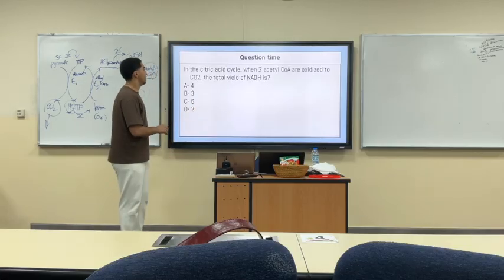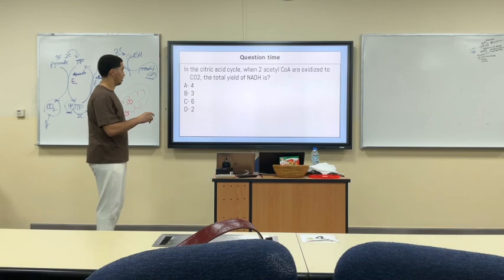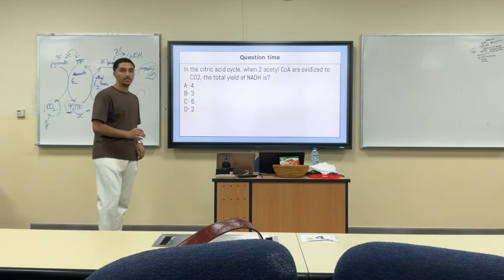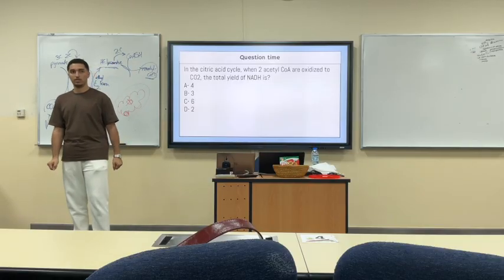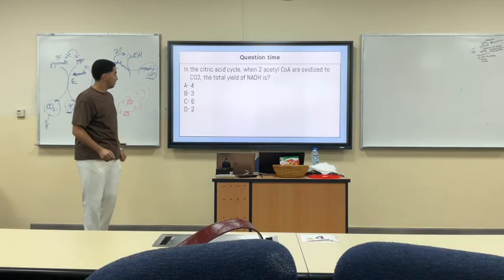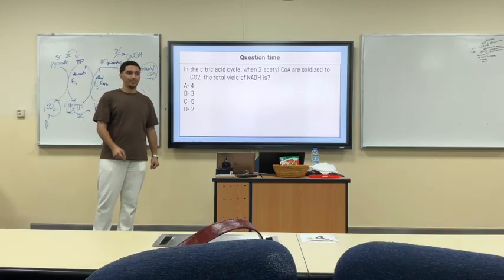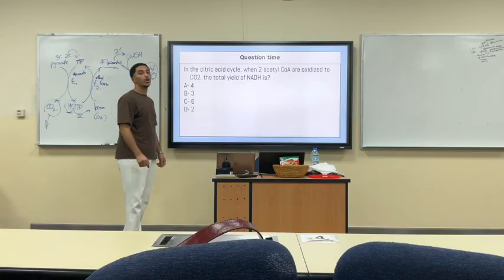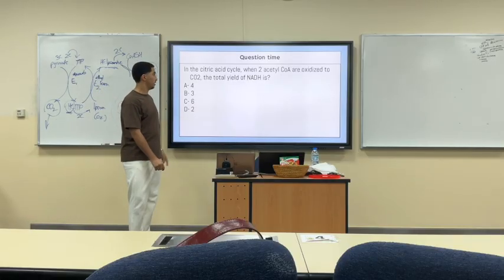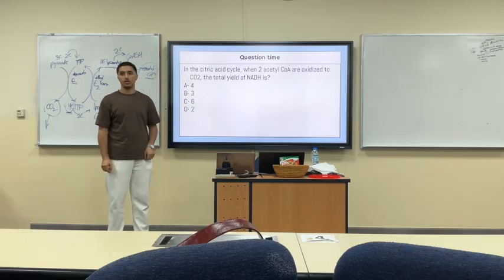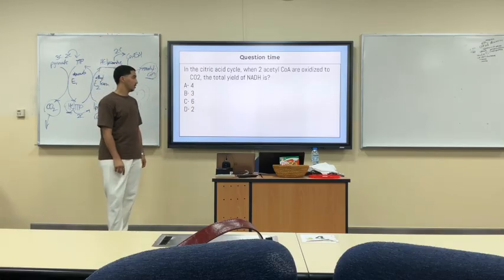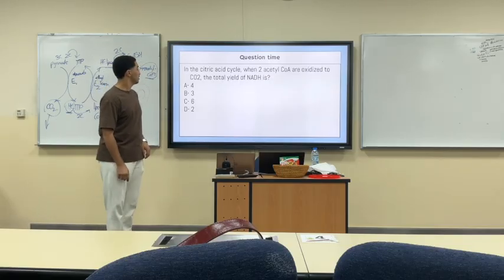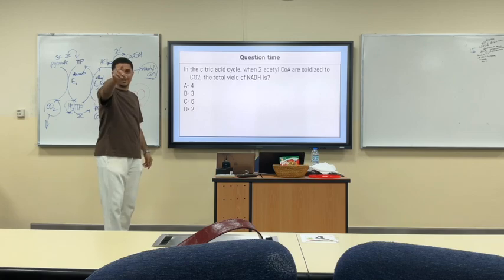So, in the citric acid cycle, when two acetyl-CoA are oxidized to CO2, the total yield of NADH is... C, right. So, what will be the answer if I said two pyruvate molecules? Four, sorry.